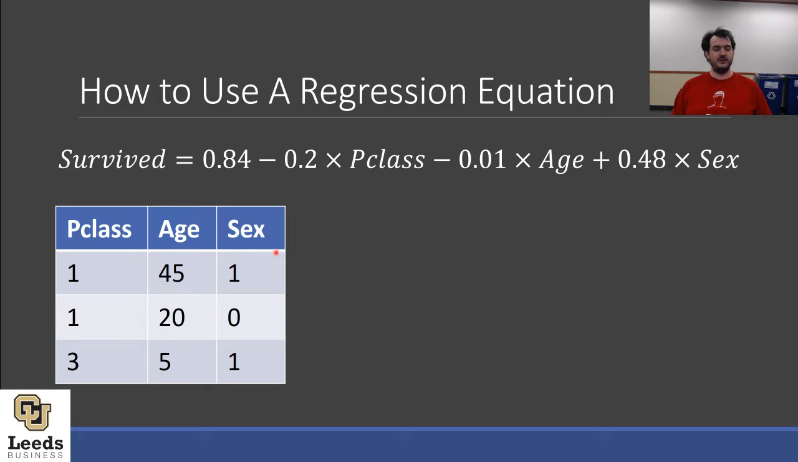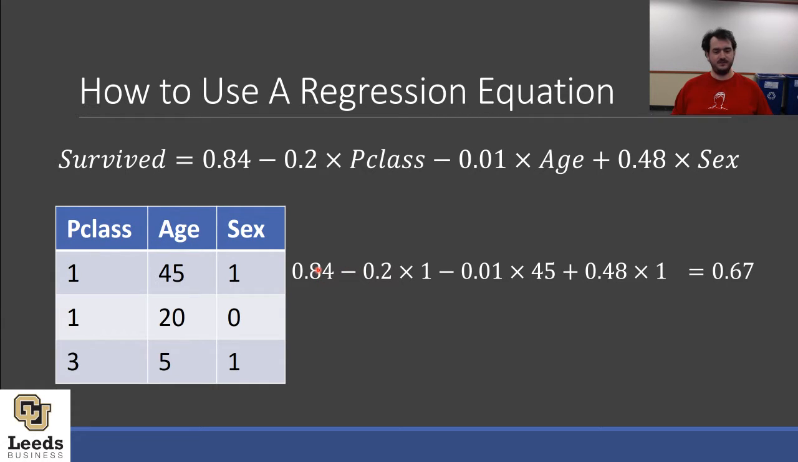For our first row in here that represents a hypothetical passenger, we would have a formula that looks like this. 0.84, because that's the intercept that everybody gets, minus 0.2 times 1, because they're in first class, minus 0.01 times 45, because their age is 45, plus 0.48 times 1, because their sex is 1.